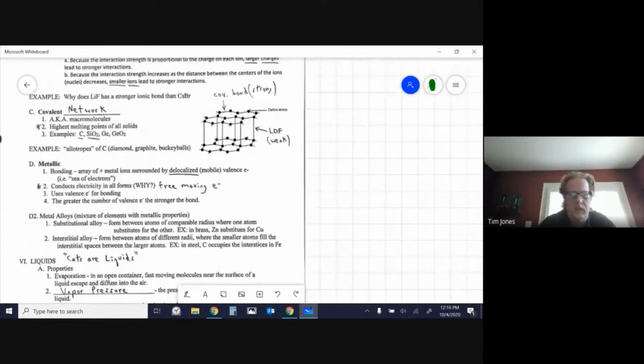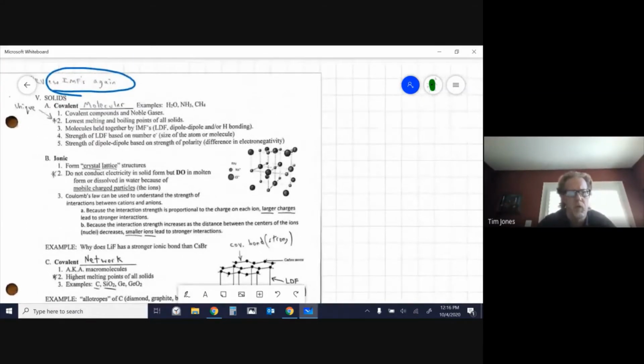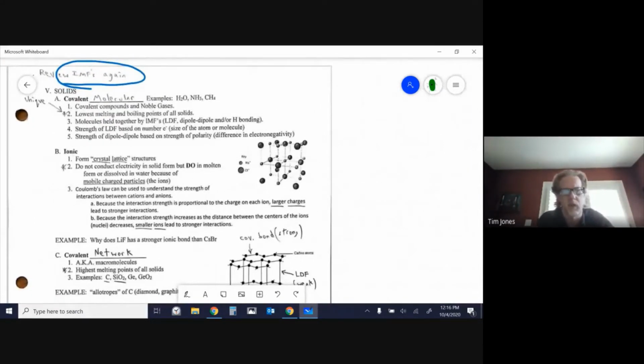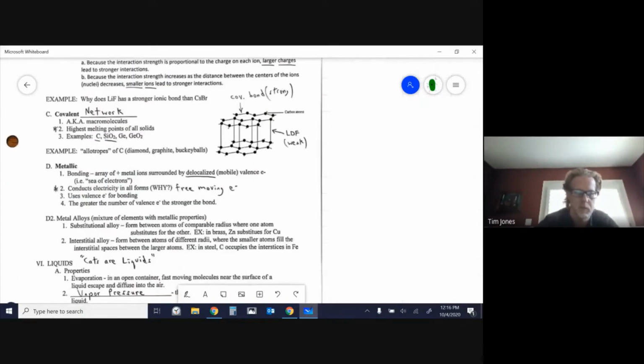When it comes to conducting electricity, it's important for you to know what it is that's conducting. There always has to be a moving charge. So when something ionic conducts, it is because you've got mobile charged particles. In the case of metallic, it's because you have moving electrons that can flow from atom to atom or ion to ion, depending on how you look at it.